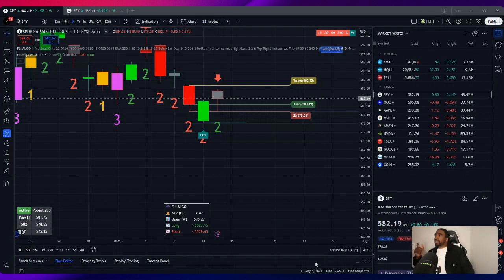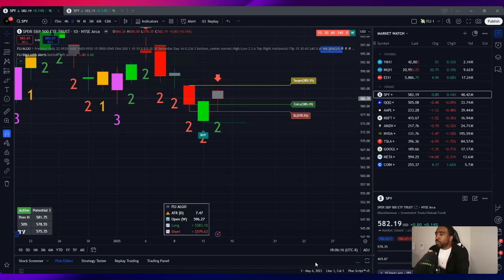I want to reel things back real quick, man. For everybody that's on Fly Algo, I want y'all to understand that I have made this indicator to simplify trading for you. I do not want this to be hard. Everything that's within this indicator is a part of my strategy.